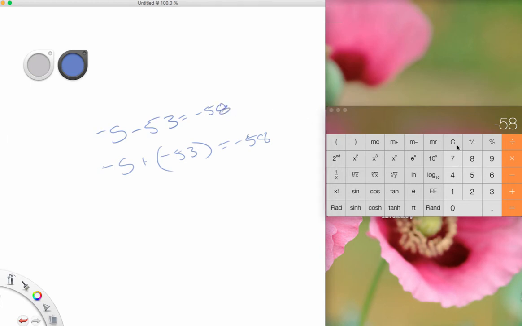You have to physically realize that if I'm going to put in a negative number, I first have to put in the positive, so 5, and then push the opposite sign. Then I push the plus sign. Now remember, this is not a minus sign, it's a negative sign, so I put 53, make it negative, equals. And that's how I get my answer.